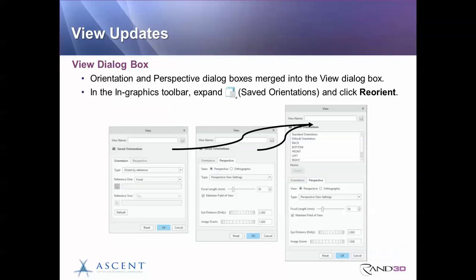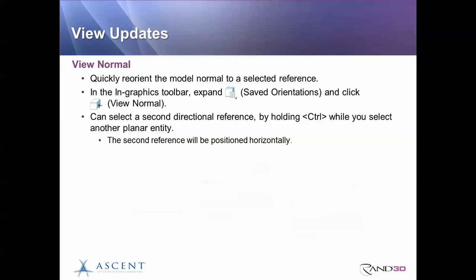There is a View dialog box, which actually merges the functionality from the old legacy versions orientation box and perspective dialog box. All that information is accessible from a new interface, the View dialog box, which you can get to from the in-graphics toolbar by selecting the saved orientations macro, and from there the reorient option. You have also a view normal tool that allows you to reorient your model normal to a selected reference. You can get to this tool as well, view normal, from the saved orientations menu.